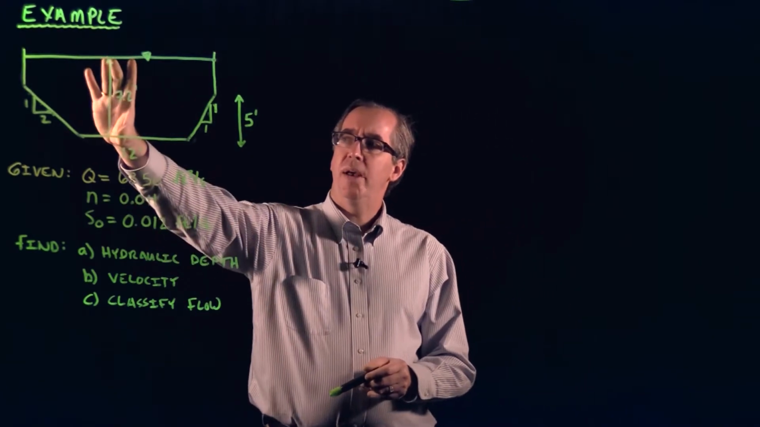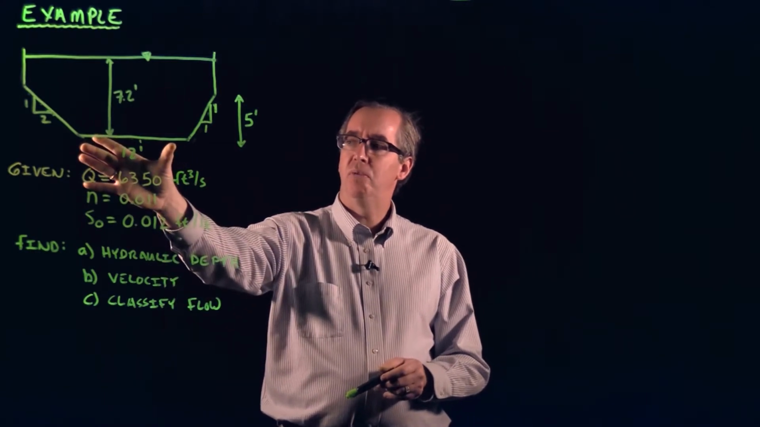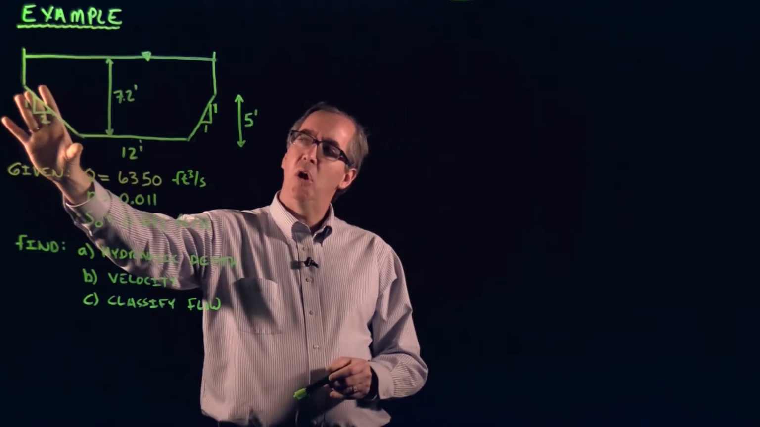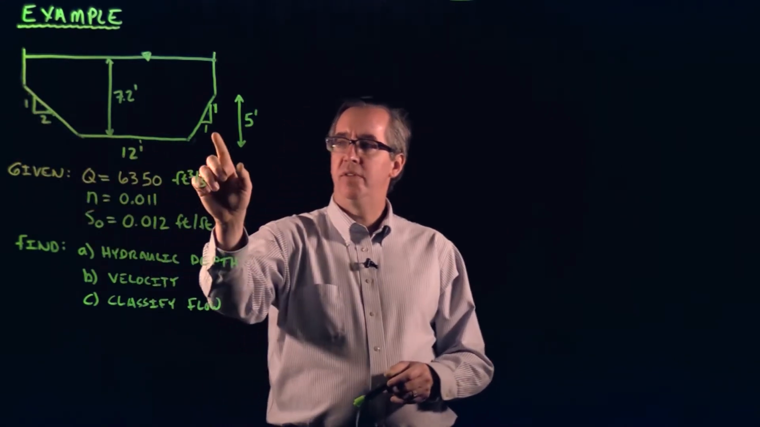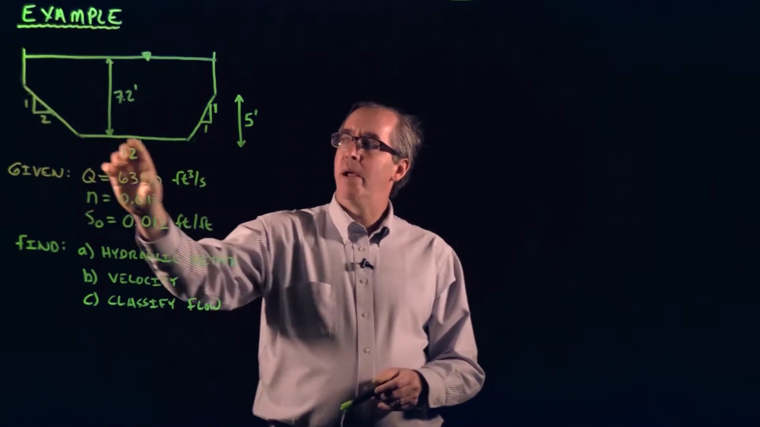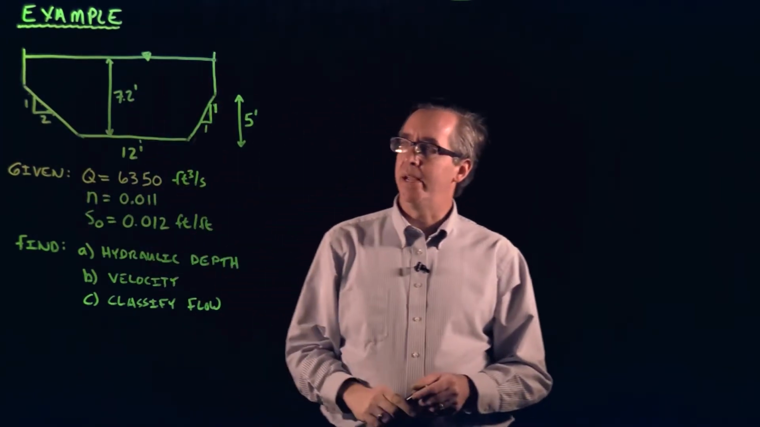It's got a total depth of 7.2. Okay, the base of the channel is 12 feet wide. This slope has a 2 to 1, 2 horizontal to 1 vertical. This slope here is a 1 to 1. And we know that both this height and this height here are 5 feet.